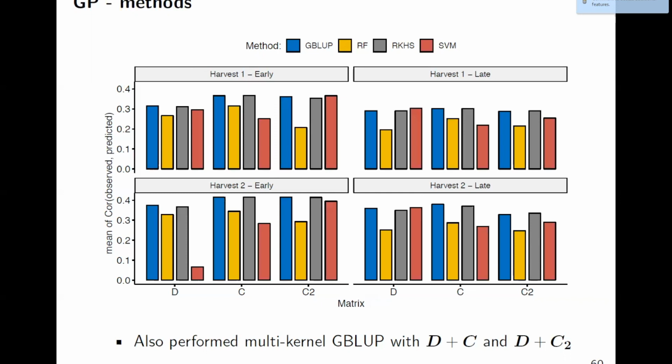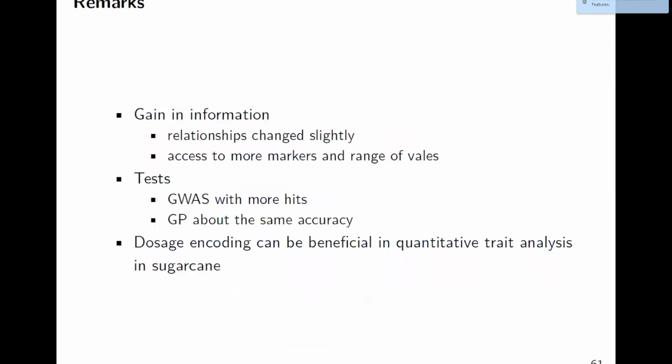I also did a multi-kernel analysis in which I combined the D matrix with the C matrix into random effects. I'm not going to show it here, but it didn't improve much. So, some conclusions here. The use of this continuous coding actually provided some gain in information.